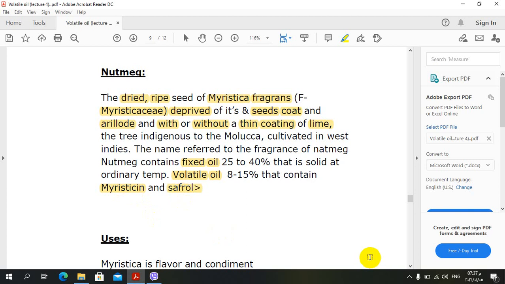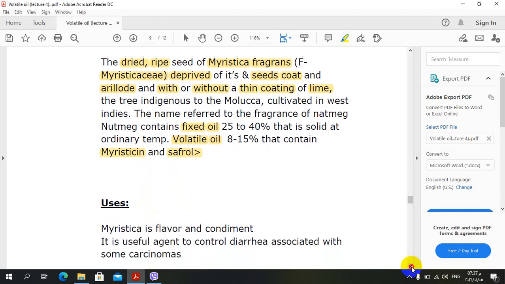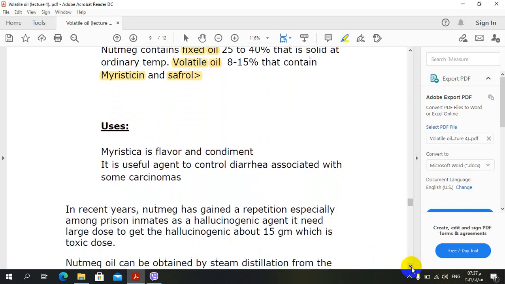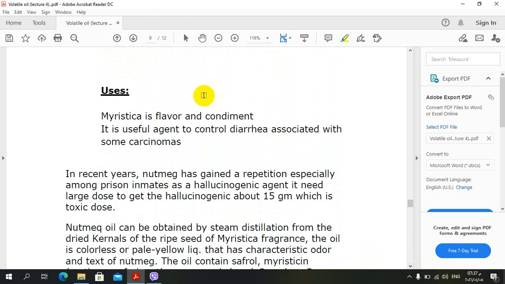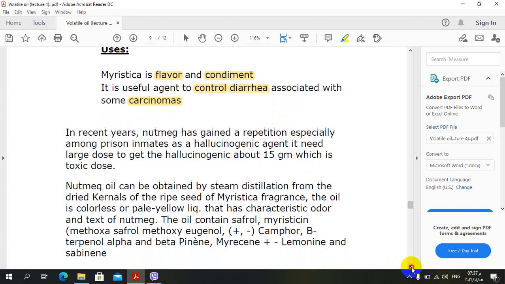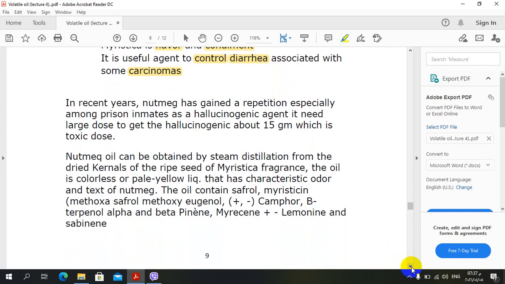Uses: myristica is a flavor and condiment. It is a useful agent to control diarrhea associated with some carcinoma. In recent years, nutmeg has gained reputation, especially among prison inmates, as a hallucinogenic agent. It needs a large dose to get a hallucinogenic effect, about 15 gram, which is a toxic dose.